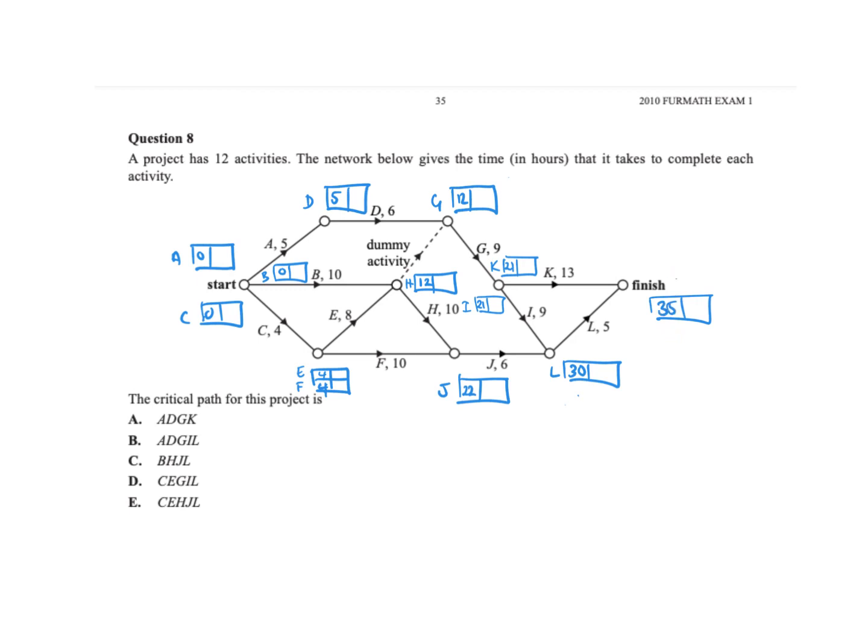Now I'm backtracking and I'm looking for the red. So 35, if I go the L way, 35 minus 5 will be 30. Okay, if I go the K way, what's 35 minus 13? 22. Okay, if I go from L back the I way, what's 30 minus 9? So there's 21 in there.